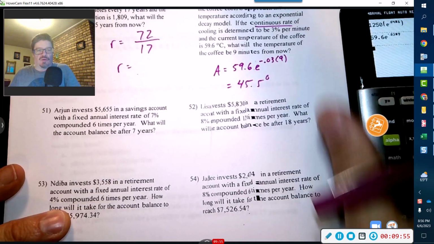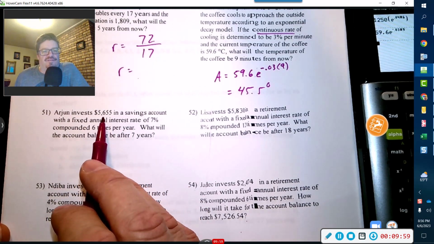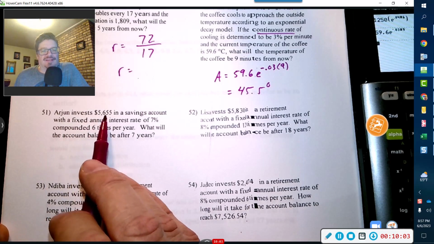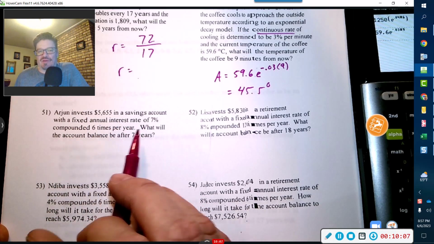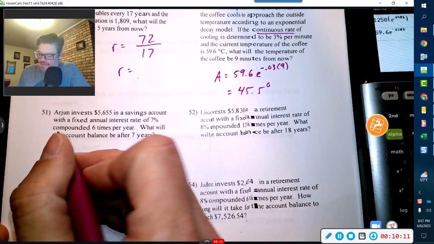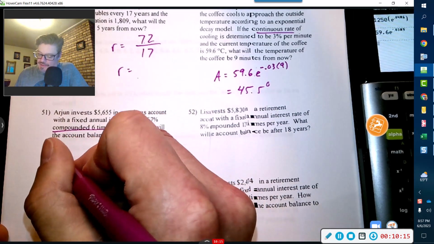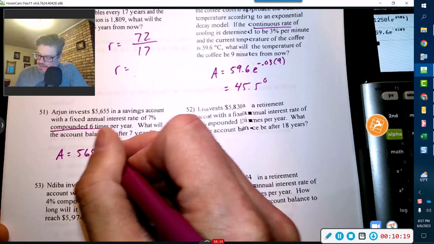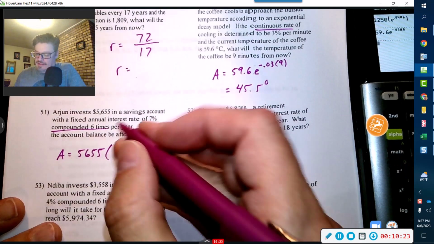All right. Okay, 51. Ariane invests $5,650 in a savings account with a fixed annual interest rate of 7% compounded 6 times per year. What will the account balance be in 7 years? I know a guy named Ariane. Okay, so this is compounded, and if it's 6 times, that means it's bi-monthly. So this means the amount equals 5,650. All right, now this is compounding, so we need that formula.